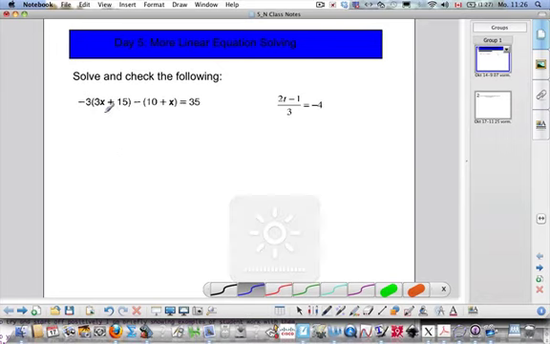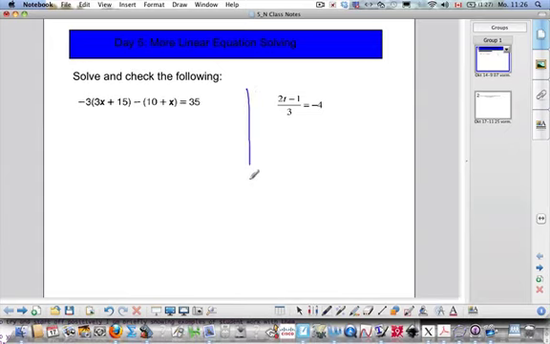Hello. So for day 5, hopefully you guys will find this podcast pretty easy because it's just a couple more linear equation solving and then one word problem on the next page. Okay, so again, pause and see if you can get this right. And before you do, remember this negative.